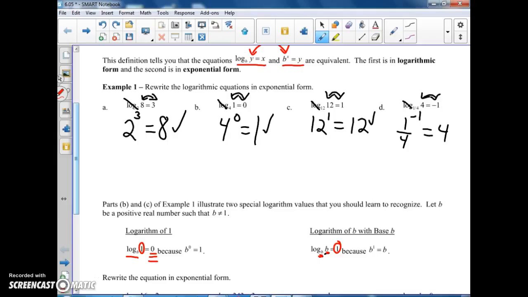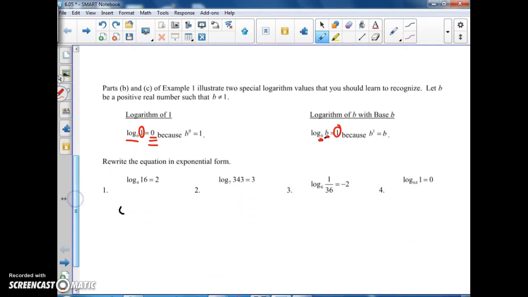What's log 3 of 3? 1. What's log 15 of 15? 1. What's log x of x? 1, right? So they're all 1. That's always true, and once again it's showing you right here, because of this: b to the 1 is b. So that's why that's true. Those are things to memorize and have in your head, because as soon as you see them, you say, oh, I know what that is. It's 1. Put 1 in its place.